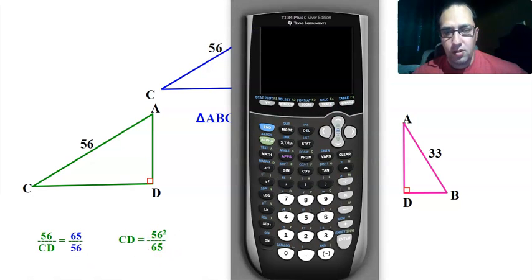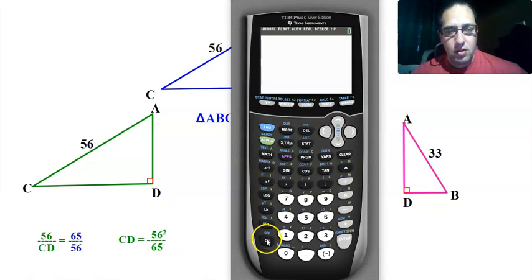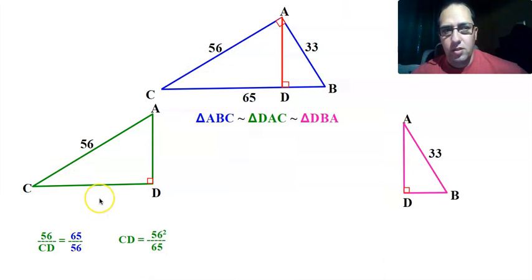Where's my calculator? There we go. Turn it on. Okay, so 56 squared divided by 65 is approximately 48.25. Right? Great big long ugly decimal. I'm going to say it's approximately 48.25. So there it is, 48.25. So now I have CD.